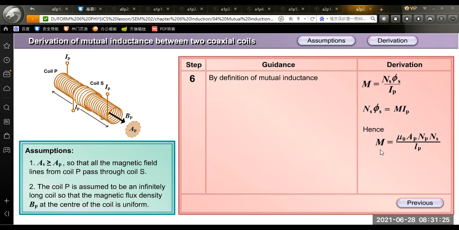So that means mutual induction is directly proportional to the number of turns of P. It's also directly proportional to the number of turns of S, and directly proportional to the cross-sectional area of P. The bigger the P, the stronger the magnetic flux. It is directly proportional to mu naught and inversely proportional to length. The longer the length, the smaller the mutual induction.